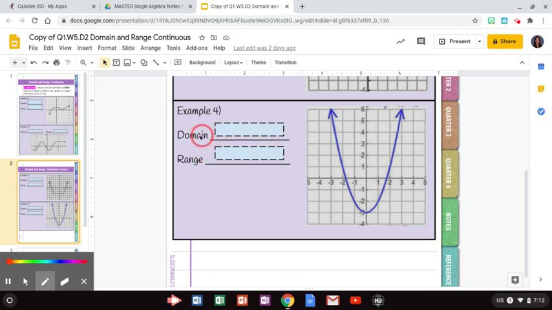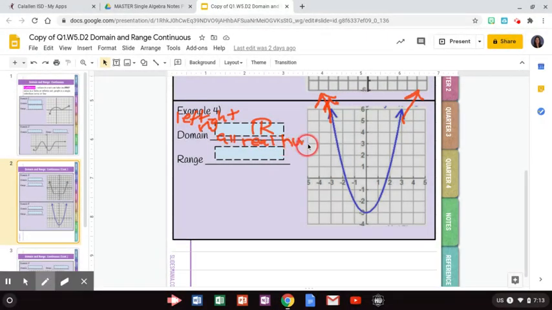Example 4, domain. So how far left and right is my graph going? So if I look at how far left does it hit, well, that arrow, remember, it means it continues to push out. It continues to push out this way. So it's going to go all the way to the left, all the way to the right. So that is all real numbers. Or you could type in all real numbers. Okay, you can type that in there also.